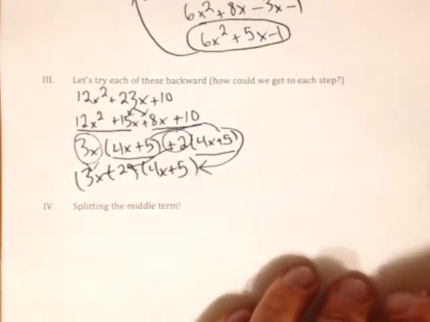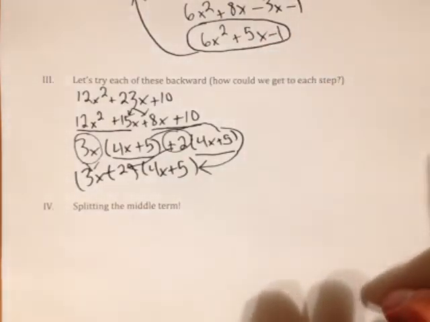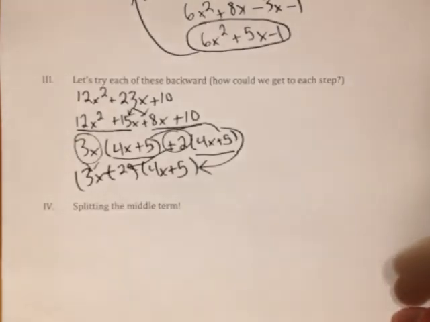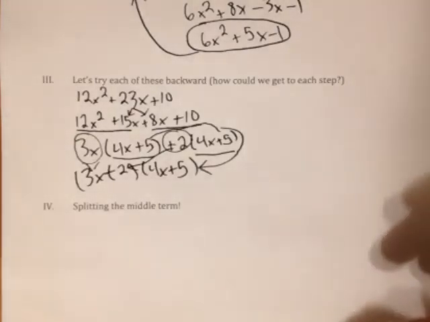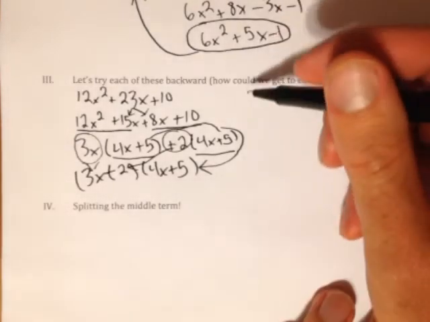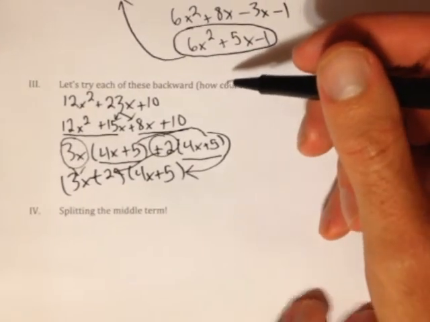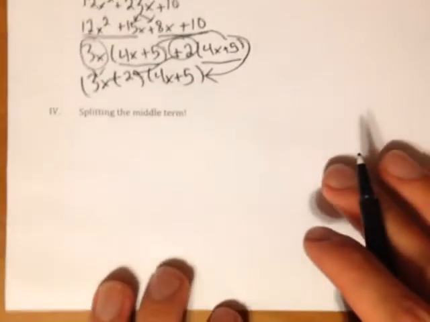So the part that we now need to figure out is, how in the world did we know that we had to split up the 23 into 15 and 8 as opposed to 20 and 3 or 21 and 2 or 23 and 0, all sorts of things we could have split it up into. That's where splitting the middle term comes into play.